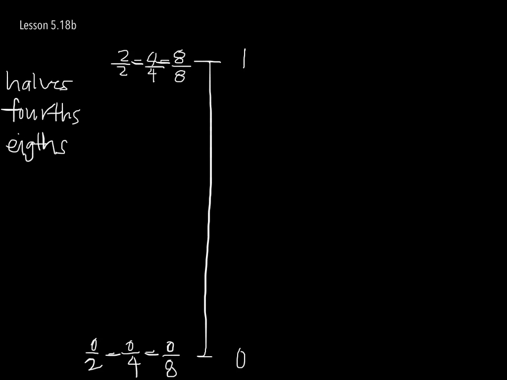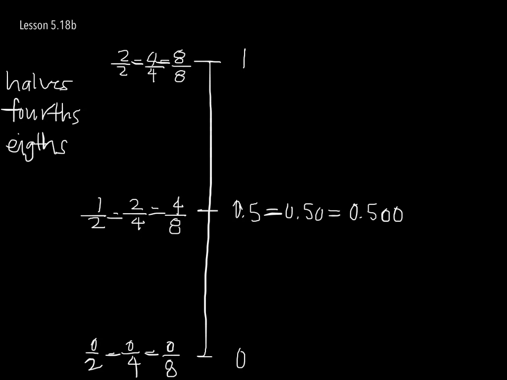So we're going to cut this right in half. Now if we're talking decimal, half is going to be 0.5. It could also be 0.50 or 0.500. What's important to know is that all of these are the same. Now as a fraction, what does that correspond to? If we're talking halves, it's 1/2. If we're talking fourths, it's 2 out of 4. And if we're talking eighths, it's 4 out of 8.